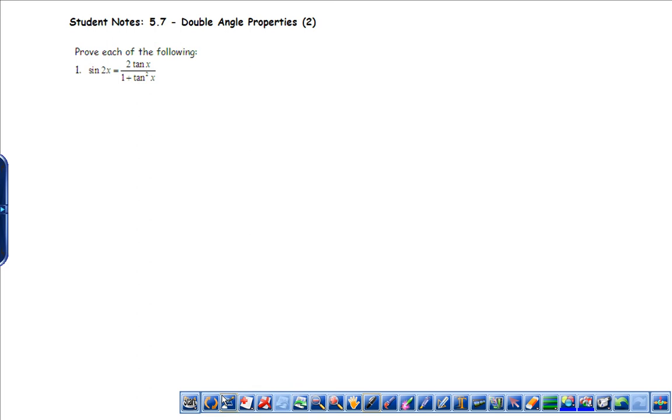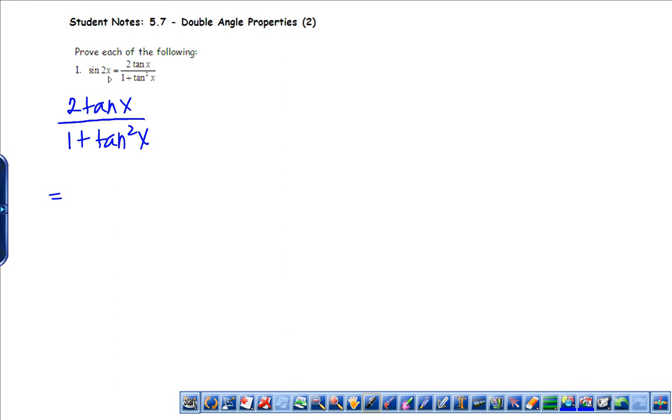The first one is sine of 2x, and this is a double angle property on the left side, and on the right side you have a fraction. So I think I'm going to start on the right side. This is 2 tan x over 1 plus tan squared x. Now what people are not doing is telling me where you're starting, so make sure you write down the first thing that you're starting with.